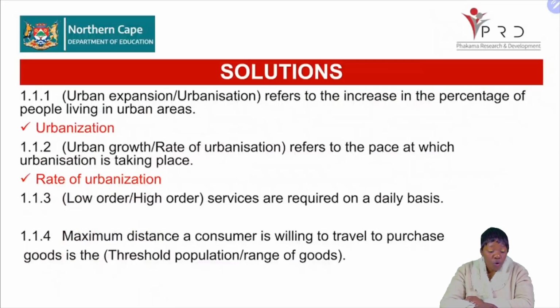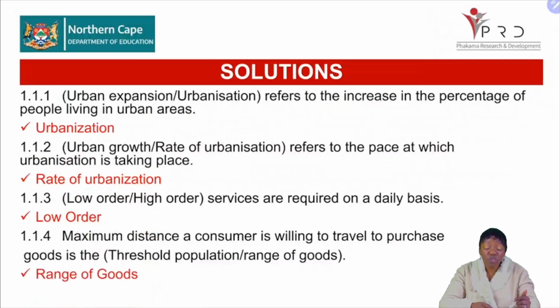Then your 1.1.3, low order or high order services are required on a daily basis. Remember, those are services like bread and milk that we buy every day and that we cannot travel for. That makes it a low order because they are found locally. Then your 1.1.4, the maximum distance a customer is willing to travel. Remember, we are talking about the range of goods there. So the range will be our answer because the question is talking about traveling.